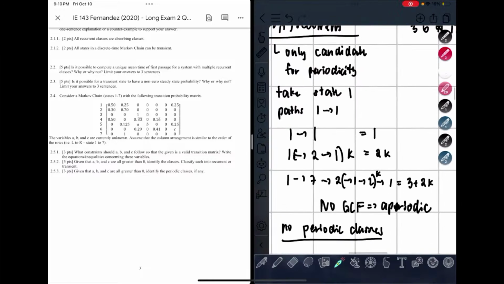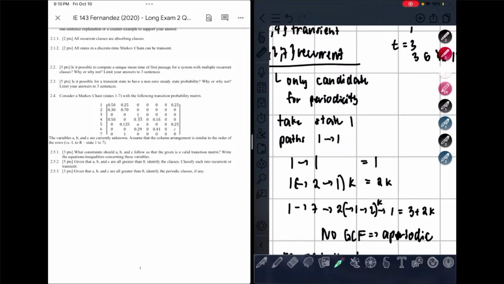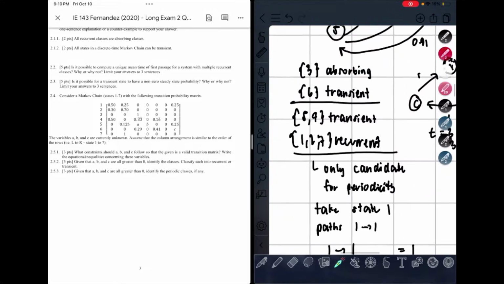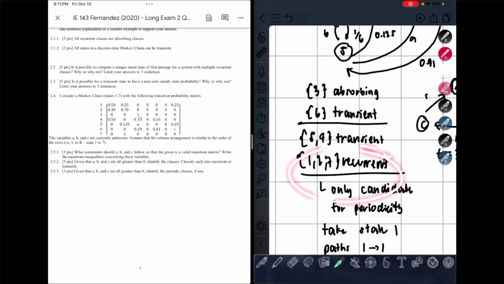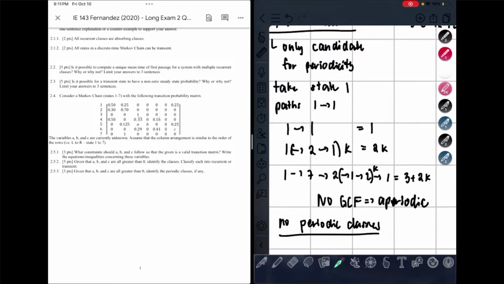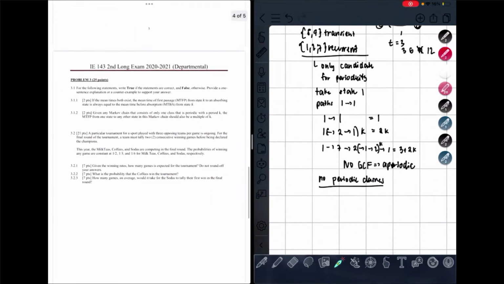So since they're common, like wala silang common na multiplier, so it's either you return in 1 step or in 2k steps or in 3 plus 2k steps. Wala siyang, like numerically, wala siyang GCF, and there's just no common multiple that you can add the return times by, and therefore it's aperiodic. So this means since our only candidate for periodicity, which is the sole recurrent state dito, because again, automatic hindi na to pwede, we have no periodic classes in this Markov chain. Yeah. So that's for the second problem.